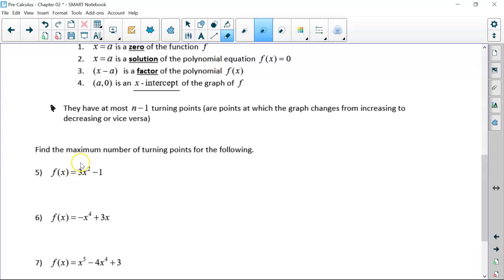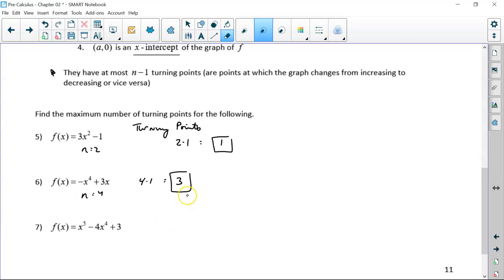So for this, we can determine the number of turning points. So n is 2, so the turning points is 2 minus 1. So there's going to be 1 turning point there. For number 6, the degree n is 4, so there's going to be 4 minus 1 turning points, which is 3 turning points. And for 7, the degree n is 5, 5 minus 1, so 4 turning points for number 7.